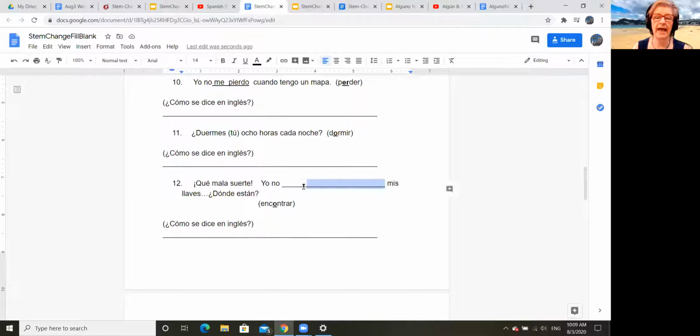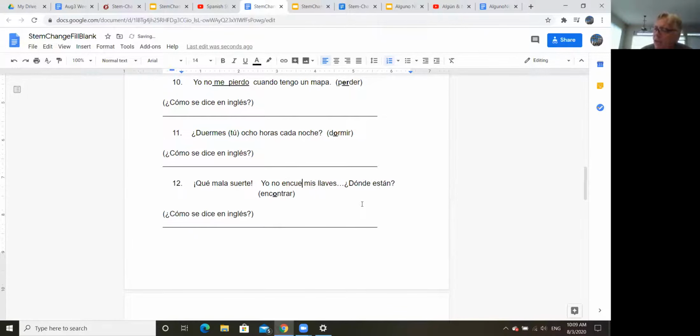Exacto. Muy bien. Encontrar. Encontrar is to find. ¿Quién quiere el número 12? Okay. Magnífico. Qué mala suerte. Yo no encuentro mis llaves. ¿Dónde están? But bad luck, I can't find my keys. Where are they? Yo no encuentro mis llaves.